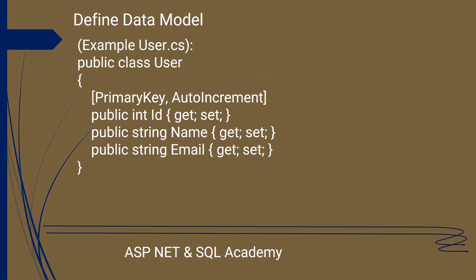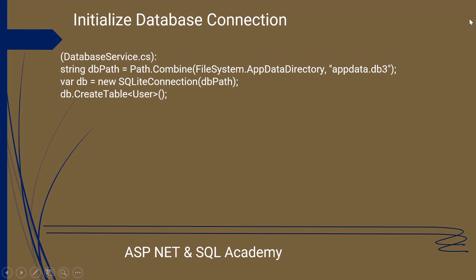Define your data model with attributes to specify primary keys and other constraints. Create or open a database file in the app's data directory and create tables for your models.